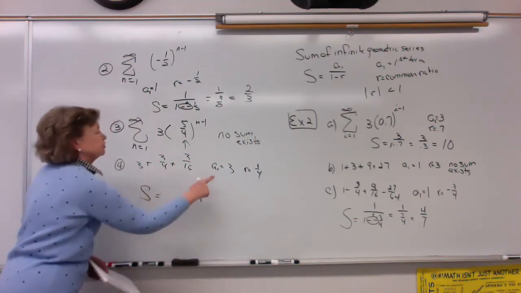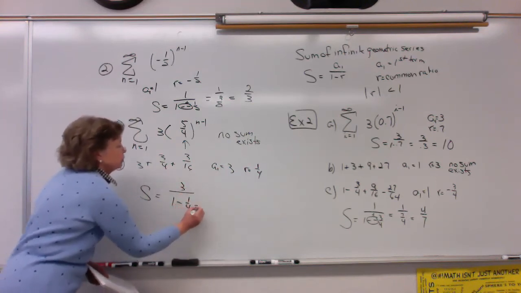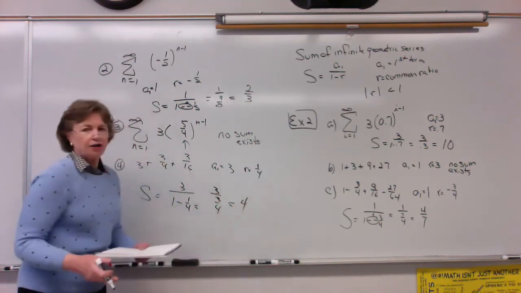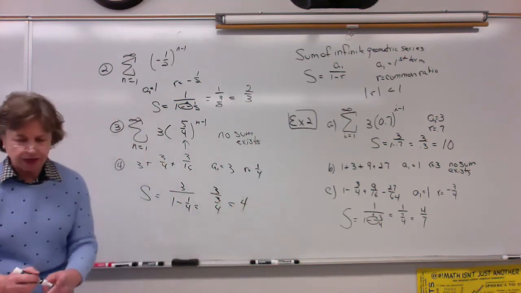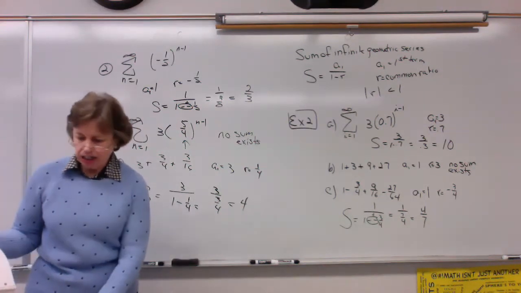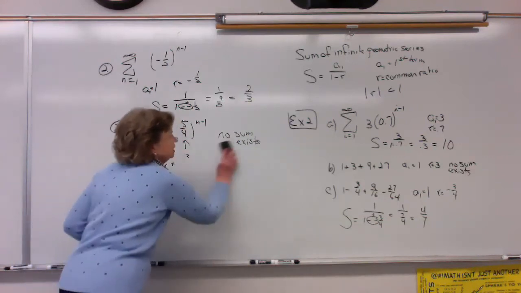And that sum is the first term, so 3, divided by 1 minus 1/4. So 3 divided by 3/4, or 4 for my final answer. So far, so good. Then turn the page and look at example number 3, where you've got that pendulum.